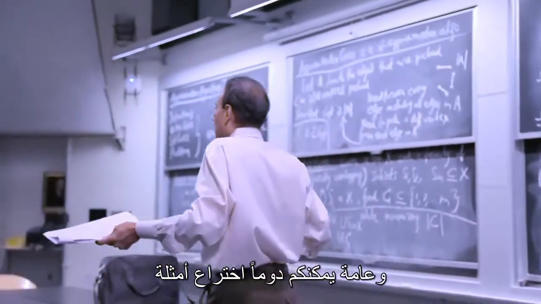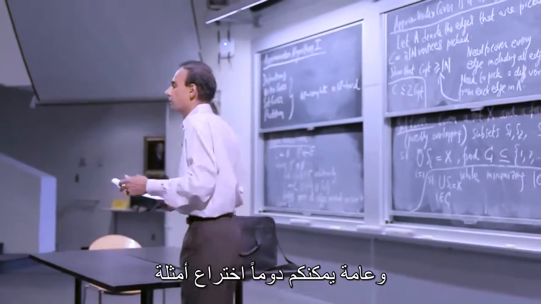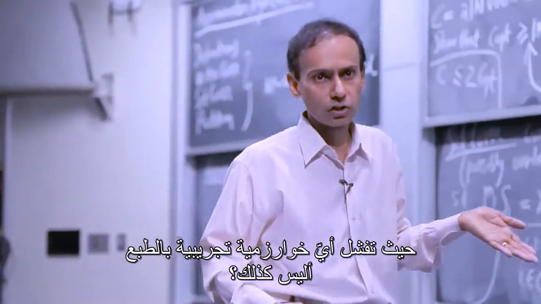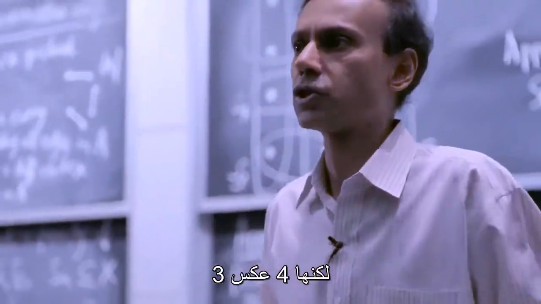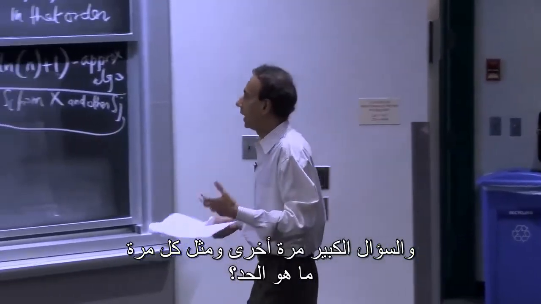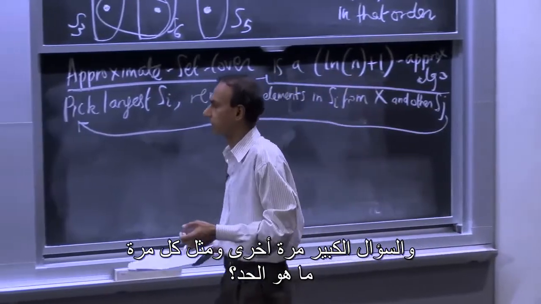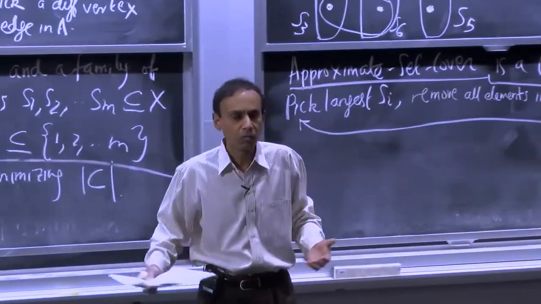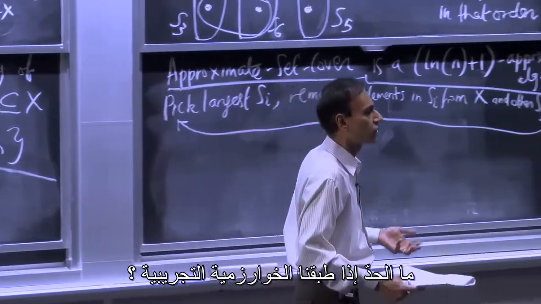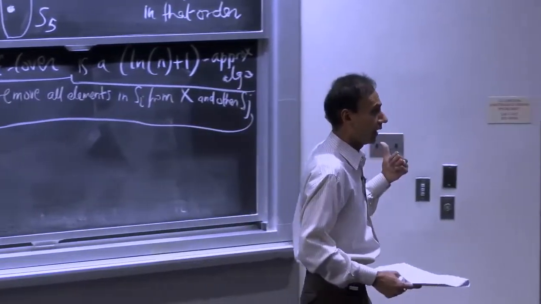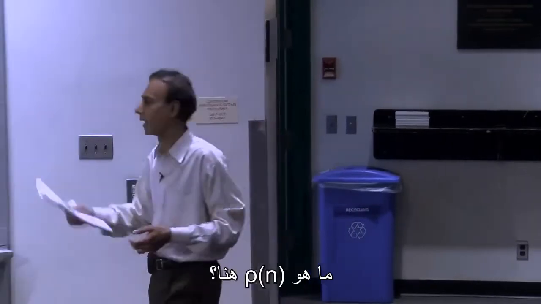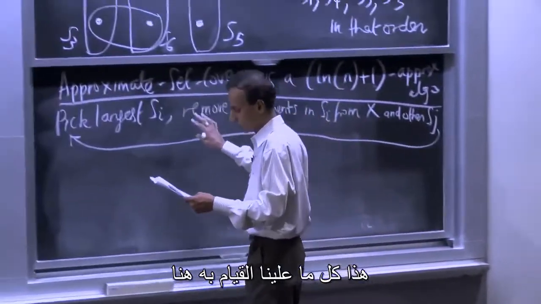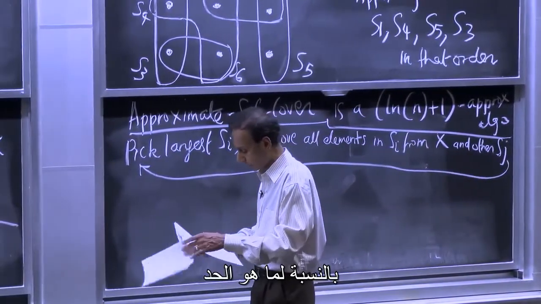And in general, you could always concoct examples where any heuristic fails, of course, right? Because this problem is hard. But it's 4 as opposed to 3. And the big question, again, as always, is what's the bound? What's the bound if you applied this heuristic and what can you show with respect to the approximation algorithm? What is rho n here? Right, so that's what we have to do here in terms of what the bound is.